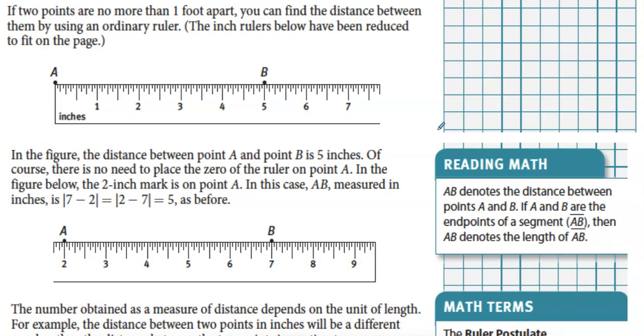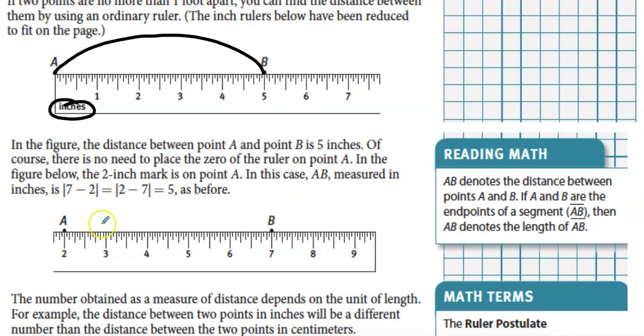Okay, so if 2 points are no more than 1 foot apart, you can find the distance between them using an ordinary ruler. We've got a little ruler on this page over here. You should have a ruler in your hand right now as well. So this distance from A to B would be 5 inches. So in the figure, the distance between A and B is 5. Of course, there's no need to place the zero of the ruler on point A. In the figure below, the 2-inch mark is on point A. In this case, AB measures in inches is the absolute value of 7 take away 2, or 2 take away 7.